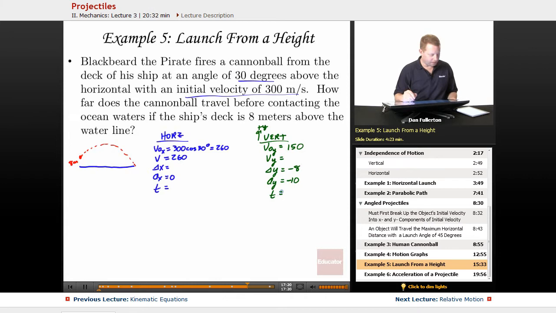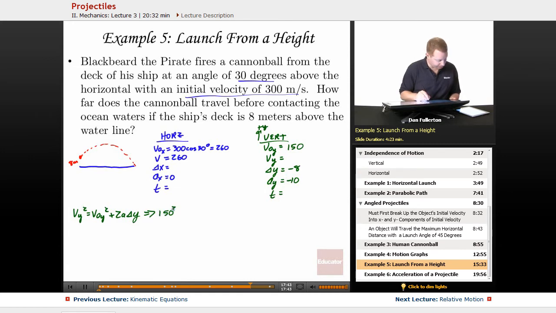Well, the first thing I'm going to do is see if I can figure out what the final velocity in the y is. That might be an interesting way as opposed to trying to go and find t first, which is going to lead us to a quadratic. So Vy squared equals V initial y squared plus 2a delta y.